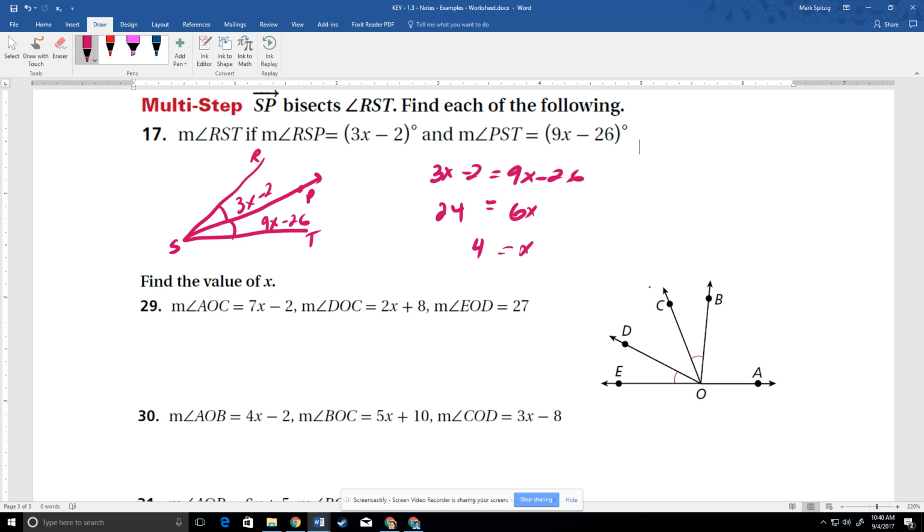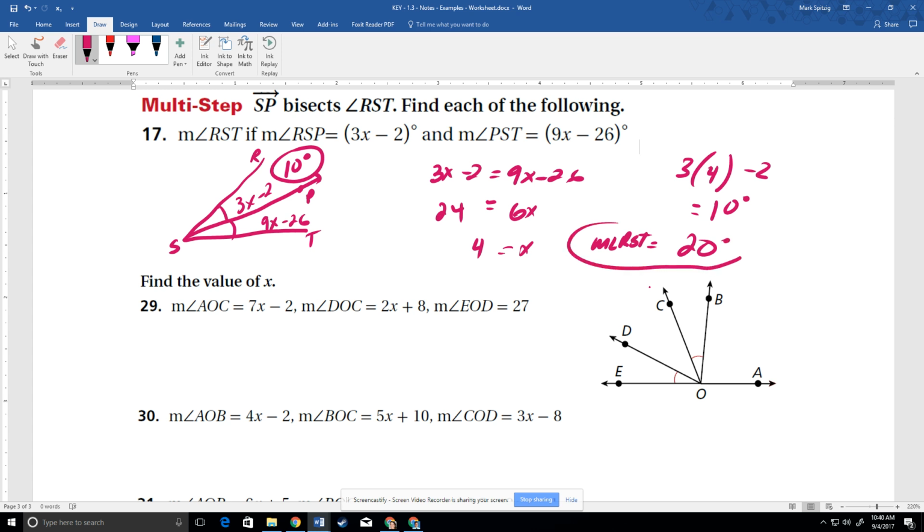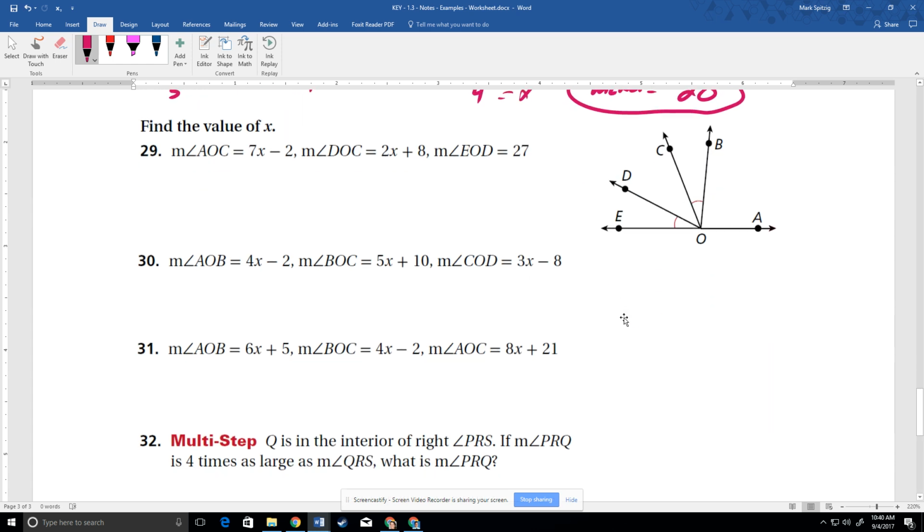And we're trying to find RST, which is the whole thing. So let's find one half of it. So it's going to be 3 times 4 minus 2. So 12 minus 2 is 10. And then we're going to multiply that by 2 because we just found half of it. We just found this angle, right? It was 10 degrees. So we're going to double it to get the whole thing, the measure of angle RST. So it's being careful which angles we're actually trying to find, a lot of times. And again, I could have made a mistake. It's possible.